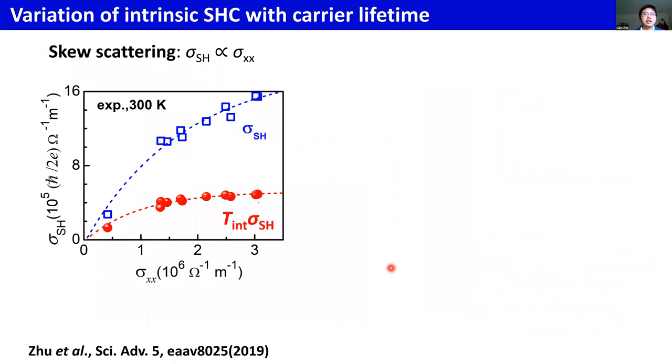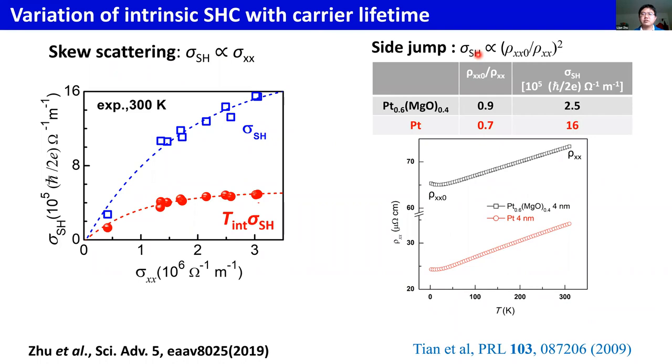Here we can exclude skew scattering. Skew scattering expects the spin Hall conductivity to scale linearly with electrical conductivity, but that is not what we experimentally see. Side jump expects the spin Hall conductivity to scale in proportion to the square of the resistivity ratio. Here, rho_xx0 is the residual resistivity at zero temperature, and rho_xx is the resistivity at room temperature. We found the platinum MgO alloy has a larger resistivity ratio, but much smaller spin Hall conductivity compared to that of platinum. So side jump can also be excluded.